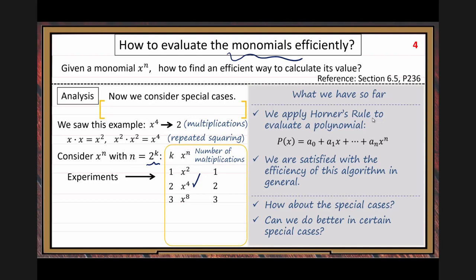Now you can answer the general case, right? After these 3 simple experiments, we do not need to do more. It's enough. We find the rule. We can observe the rule clearly. When k is a general number and we have x to the 2 to the kth, a power of 2, now you tell me how many multiplications, based on the rule you observed.